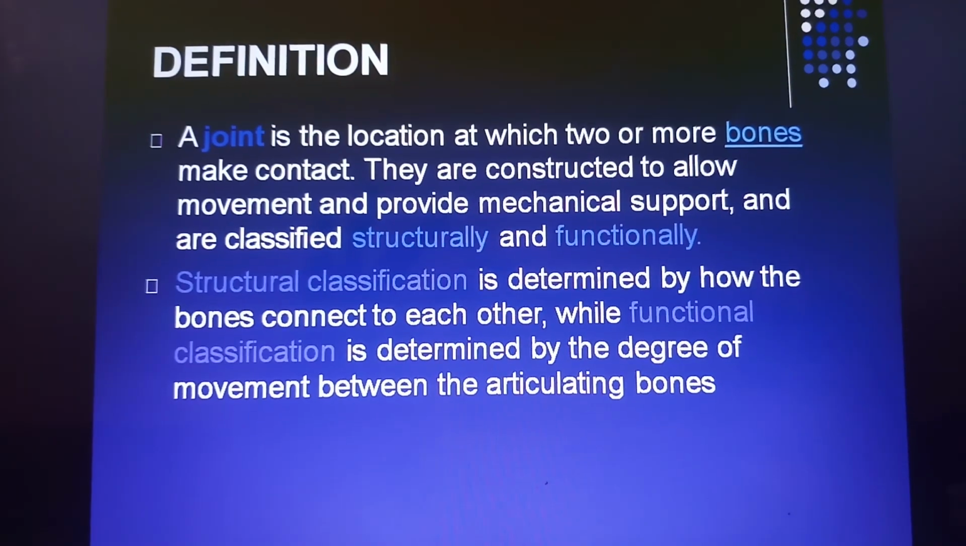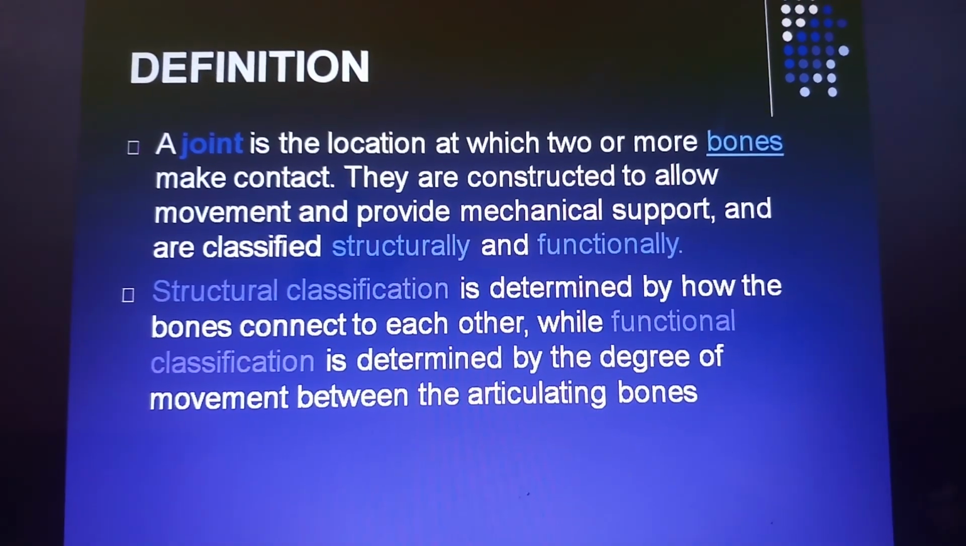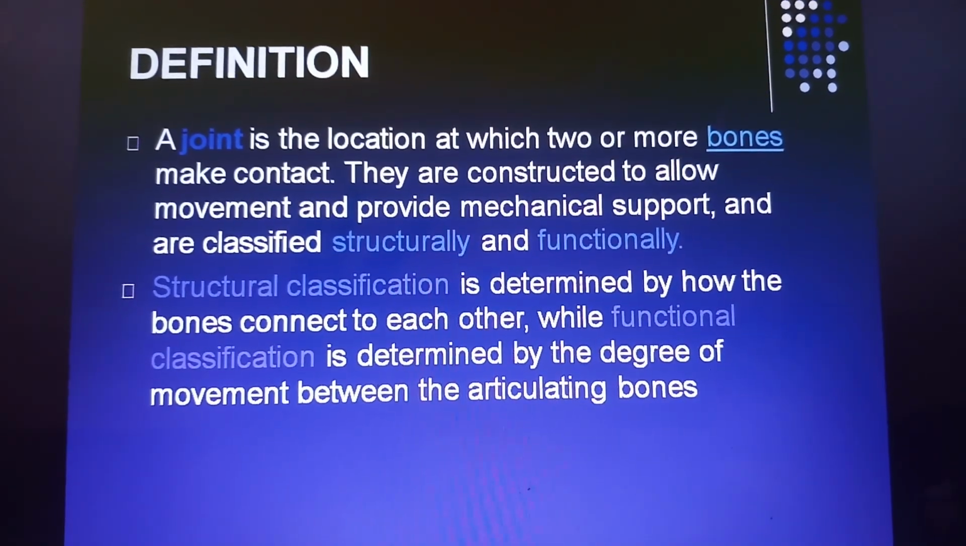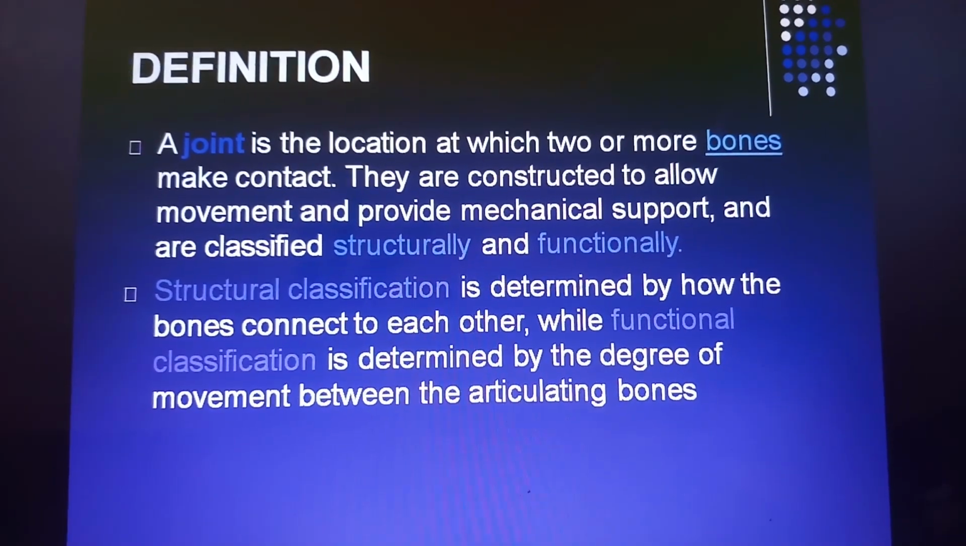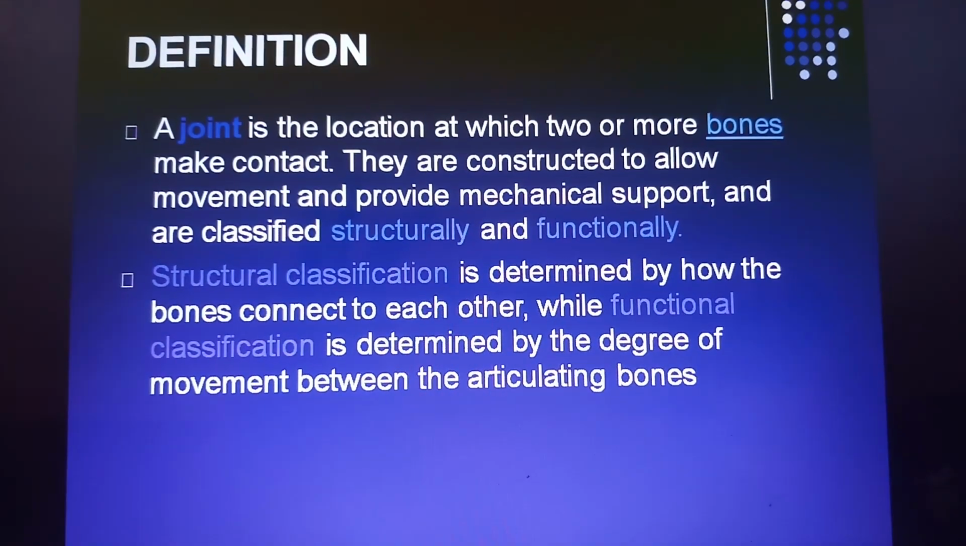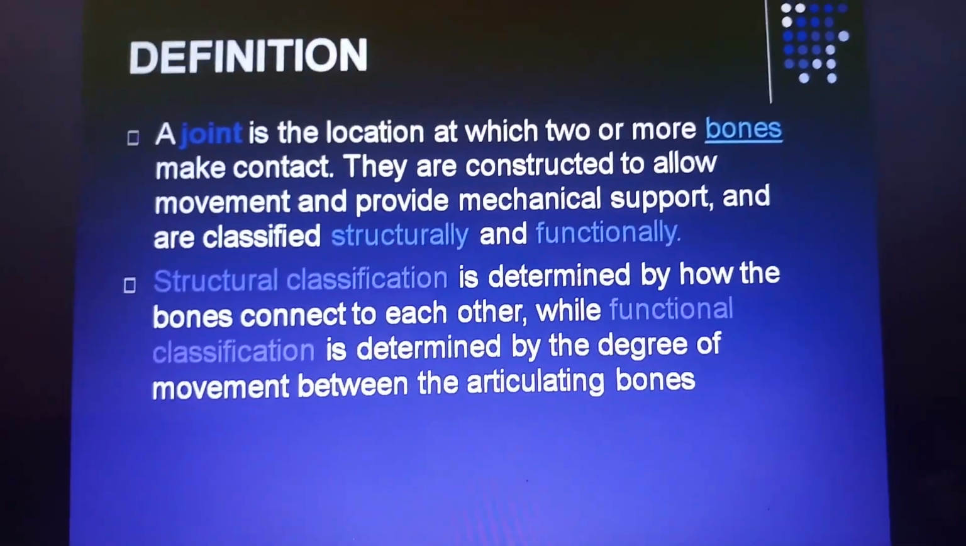Now we will discuss its classification. Joints are classified structurally and functionally. Firstly, the structural classification is determined by how the bones connect to each other, while the functional classification is determined by the degree of movement between the articulating bones.